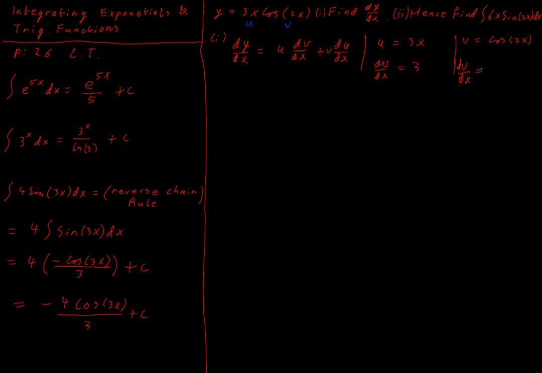Pardon, cos goes to minus sine. Minus sine 2x. And then step inside the function and get the derivative of 2x, and it's just 2. And that simplifies to minus 2 sine 2x. And that is our dv dx.